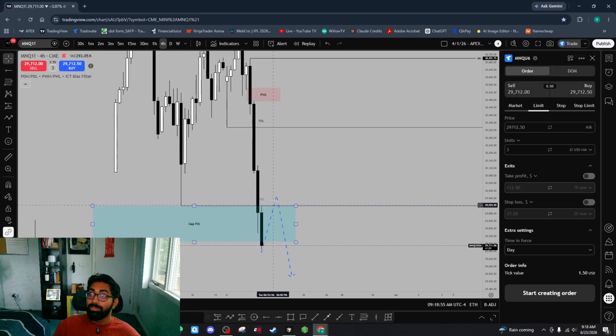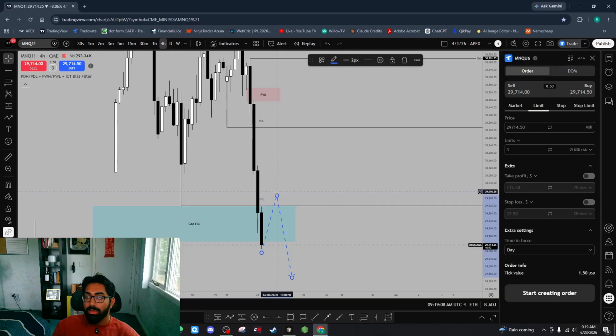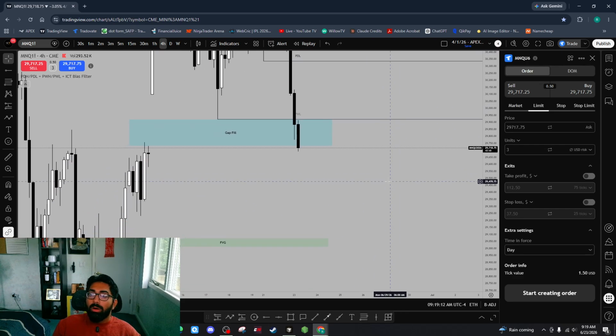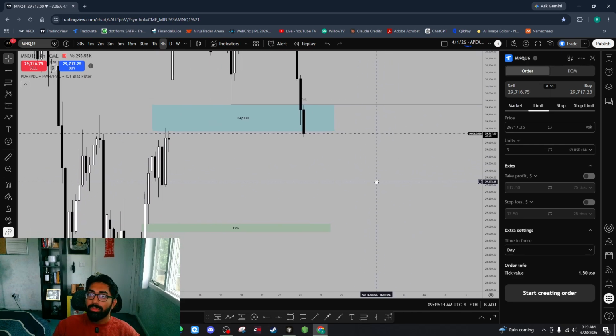A lot of people enter shorts up here, but then get ran straight through because we've generated more liquidity from filling the gap than we have from testing a potential breaker block. So I wouldn't mark that at all. That's all I see on the 4 hour.